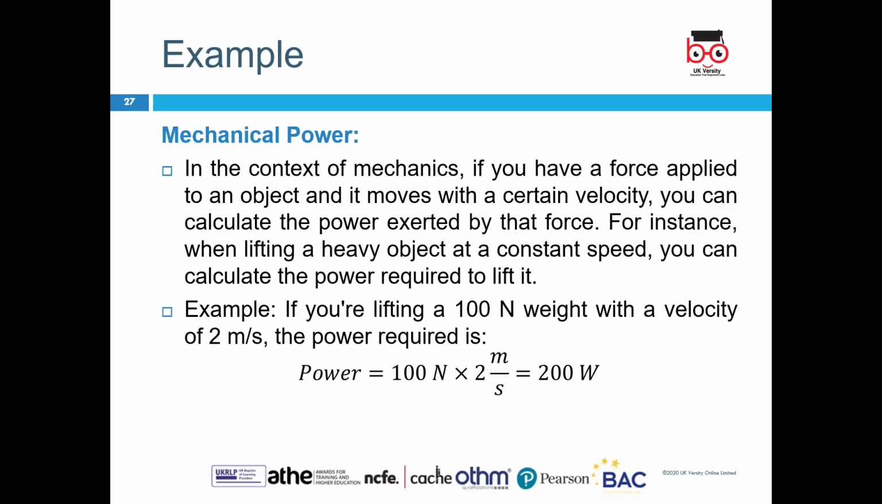So, for example, mechanical power. In the context of mechanics, if you have a force applied to an object and it moves with a certain velocity, you can calculate the power exerted by that force. For instance, when you are lifting a heavy object at a constant speed, you can calculate the force required to lift it. So, if you are lifting a 100 Newton weight with a velocity of 2 meters per second, the power required is 100 Newton into 2 meters per second, which is 200 watts of power. So that is how all the mechanical equipments are graded, so that whenever they want to do lifting work, the amount of power required is known.